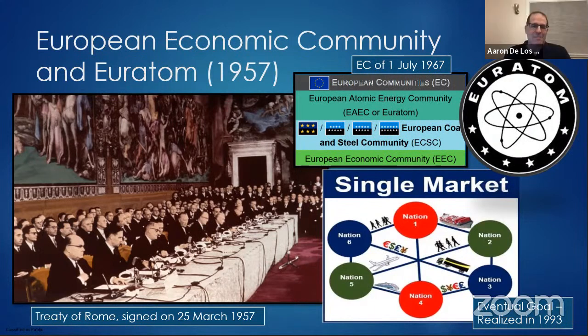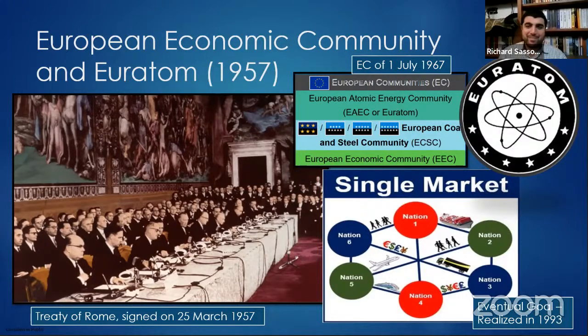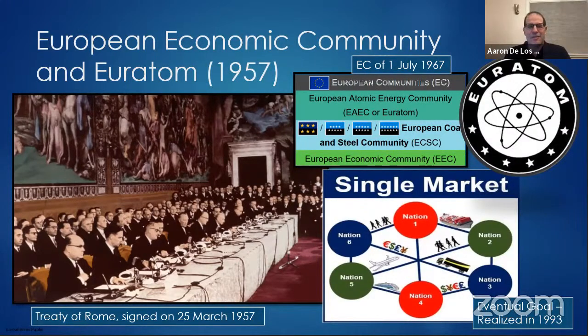another great name. I have one of my favorite names. The European Economic Community? No, the EURATOM.